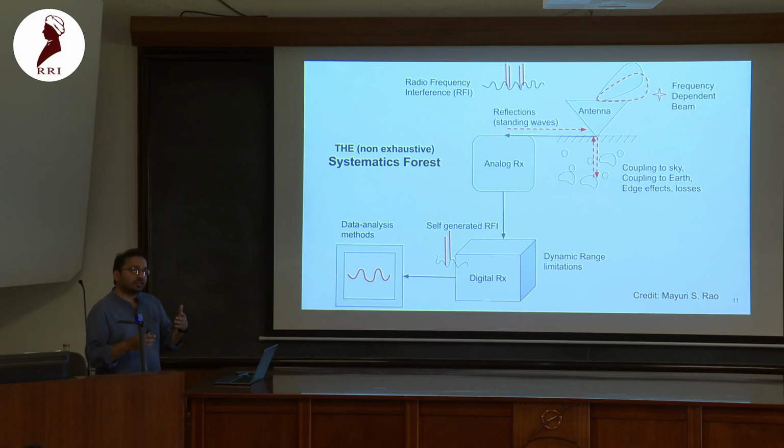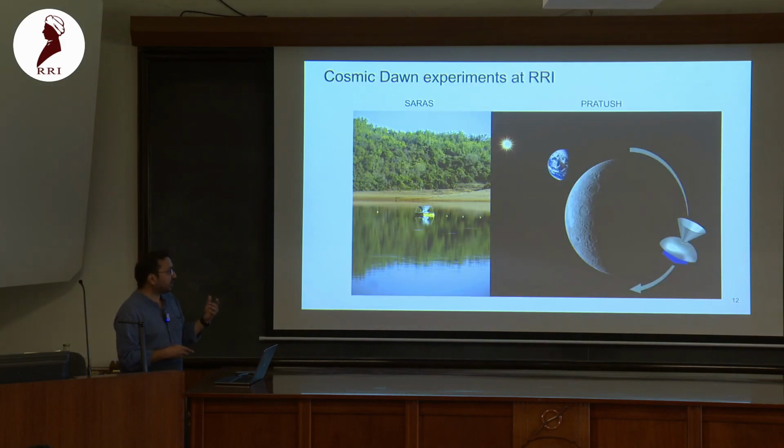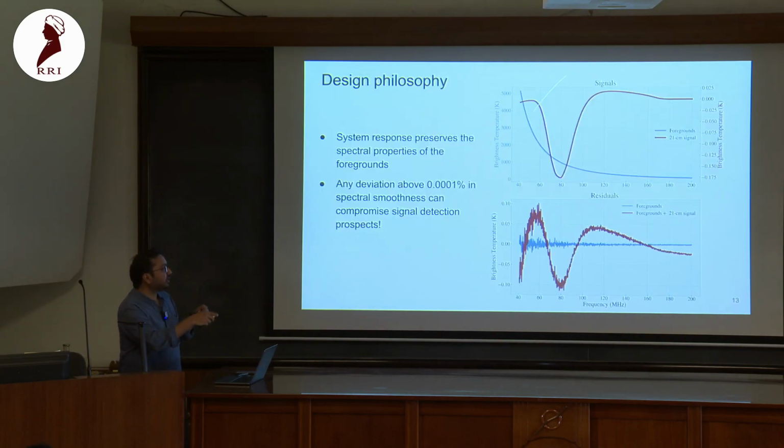Then down the receiver chain, we can also have standing waves forming because our impedances are not exactly matched. And those standing waves in the frequency domain again have spectral modes that are there in the 21 centimeter signal. We can also have self-generated interference, and especially for ground-based experiments, we also have external interference from other sources. So all these different forests of systematics complicate the situation. I'll come back to that later, the plot that shows this, which ties up with the dynamic range.